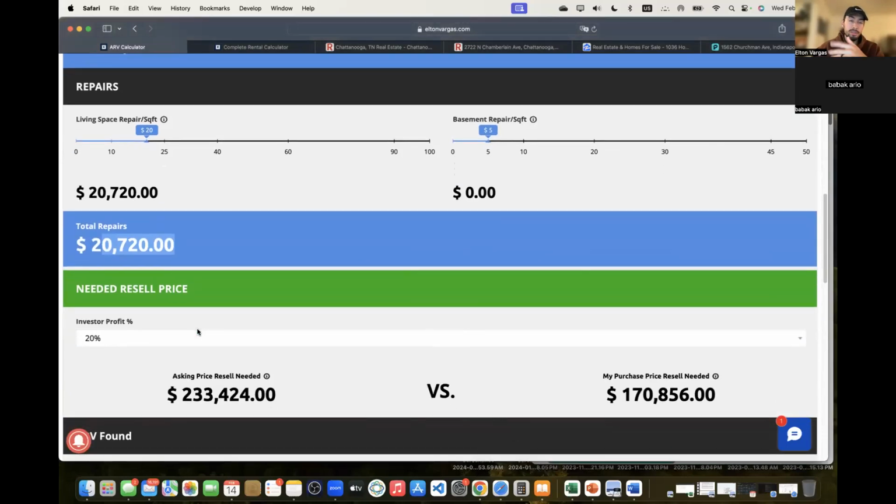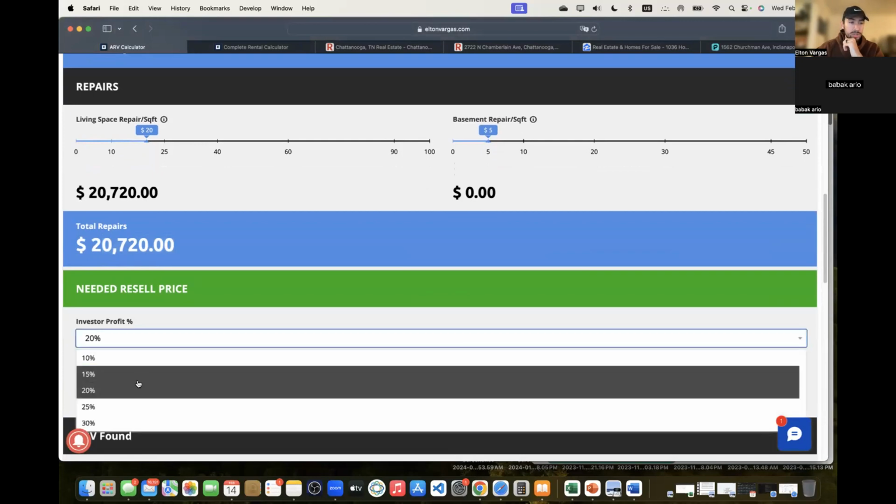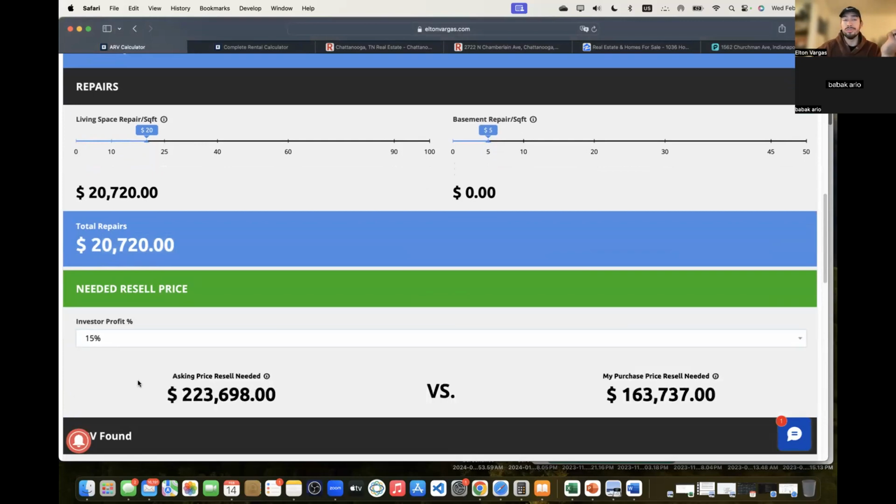I'm looking for some profit. Again, I'm a fix and flipper, so I want to make sure I get my profit on this deal. Profits on fix and flipping are between 15 to 20%. If you're buying and holding, it's going to be 10%. So again, I'm just going to play it safe and try to go with the lowest.